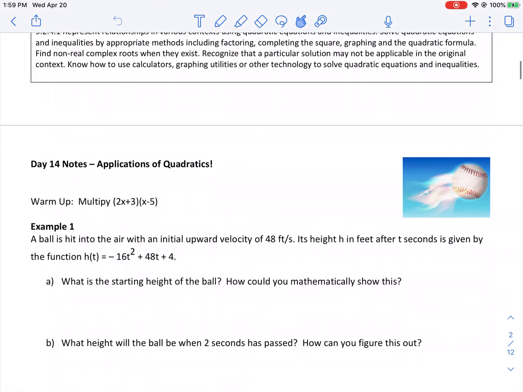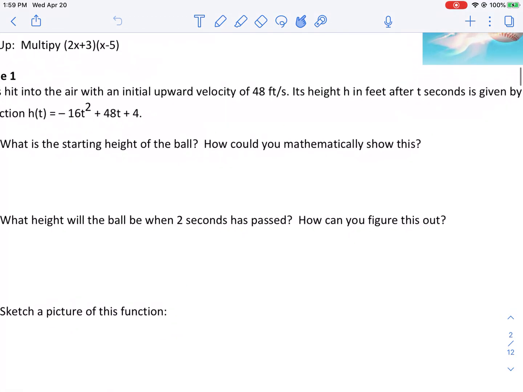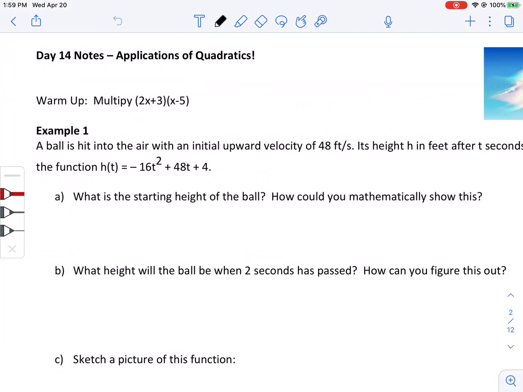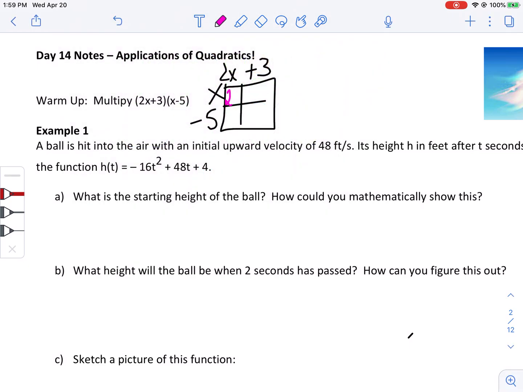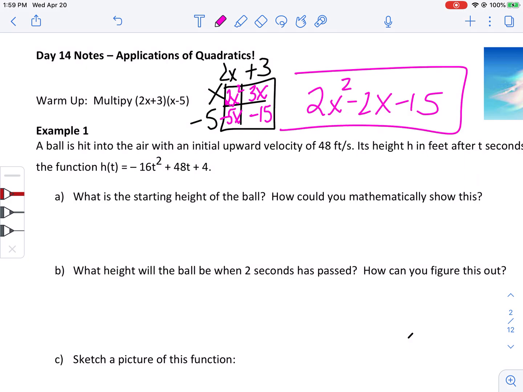So today we're going to be taking a look at day 14. The first thing is multiply. Hopefully you guys remember, if we're multiplying, we got 2x plus 3 and x minus 5 on the outside. So we have 2x squared, 3x, negative 5x, negative 5 times 3 is negative 15. So our grand total is 2x squared minus 2x minus 15.